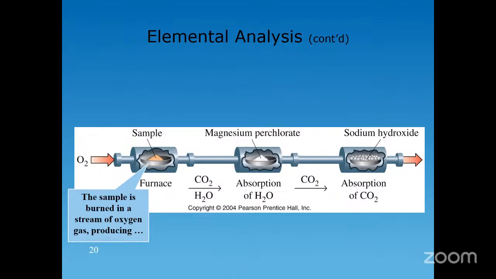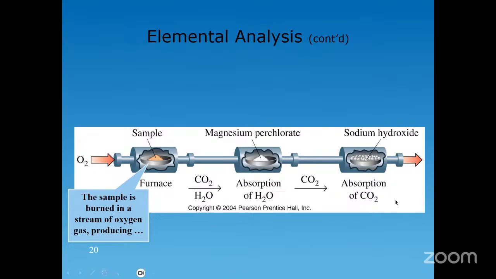So again, if you were doing this experiment, you'd have to weigh the magnesium perchlorate first before you start the experiment. Then you put it in the compartment, and as it absorbs water, the mass of the magnesium perchlorate would increase, right? So the difference between the initial mass of the magnesium perchlorate and the mass after the absorption of water would give you the mass of the water that is produced, right?